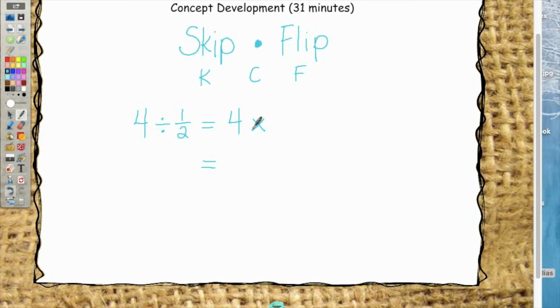Flip, what did I say that meant? Flip it around. So I'm going to take this fraction and flip it around upside down. Now, we all know that this is actually a whole number. 2 divided by 1 is what? 2. So what's 4 times 2? 8. That's your answer. Skip, dot, flip. Keep, change, flip. Okay, so let's do another one. You won't be able to erase, so just move down.